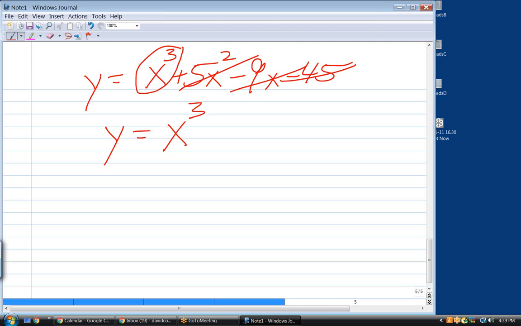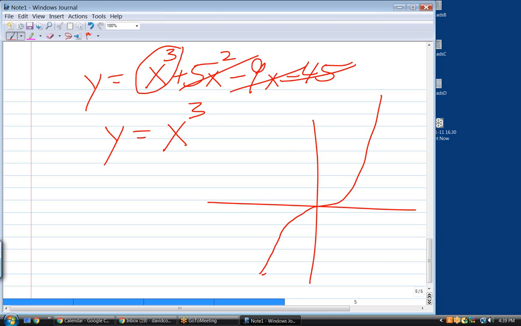Well, what happens to y as x goes to positive infinity? It goes to positive infinity. Yeah, here's what my graph looks like. That's y equals x cubed. What happens to y as x goes to negative infinity? It goes to negative infinity. There's your two end behaviors for this function.